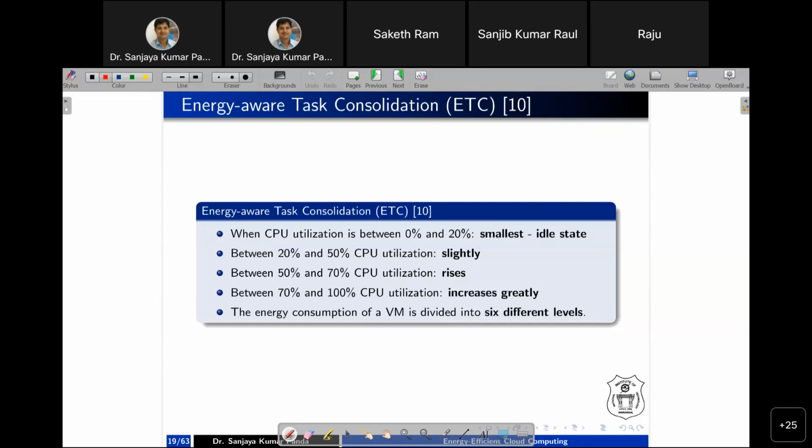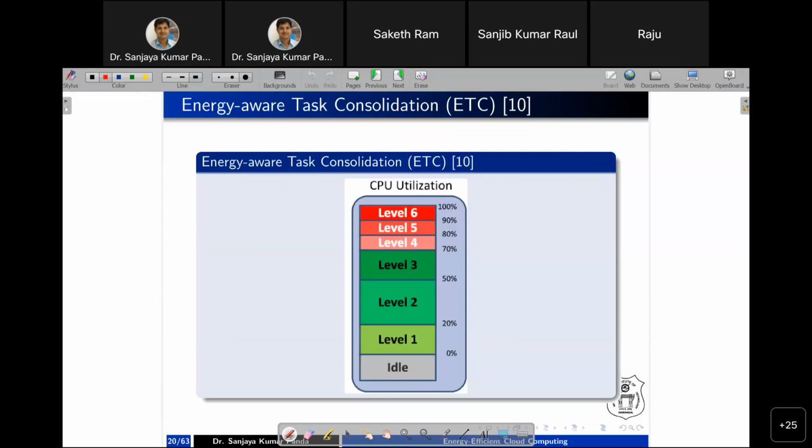So in this context, they divide the energy consumption of this virtual machine into 6 different levels. So what are the levels? In level one, they consider idle state or a very small amount of work running in a physical machine or a virtual machine. Level two is between 20 to 50%. Level three, they consider 50 to 70%. Beyond 70%, we have seen there is a high increase of power consumption, or a high amount of energy is consumed. That's why they consider each 10% as a different level. That is 70 to 80%, it is level 4, 80 to 90% is level 5, and 90 to 100% is level 6.